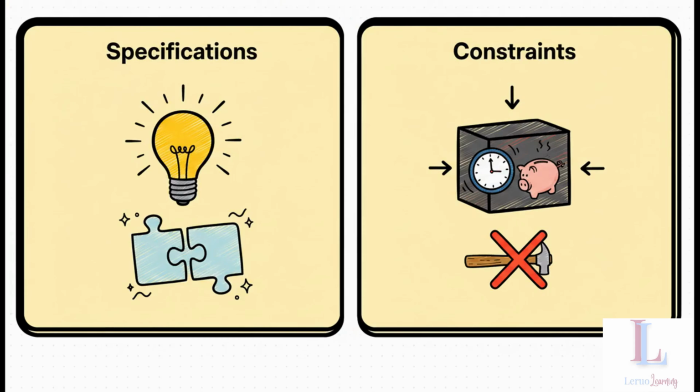To actually turn these physical workarounds into reality, designers need a strict battle plan before a single piece of material is ever cut. And to do that, they have to fiercely separate their specifications from their constraints. Specifications are the hard, non-negotiable requirements, what the product absolutely must do and include to solve a problem. Constraints, on the other hand, are the frustrating limitations they have to deal with, like budget caps, strict time limits, or only having certain tools and materials available.